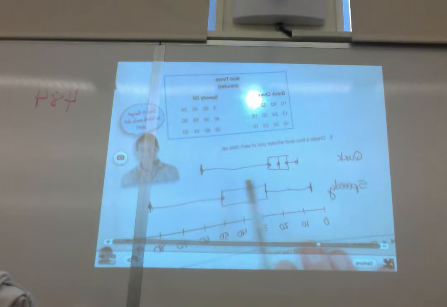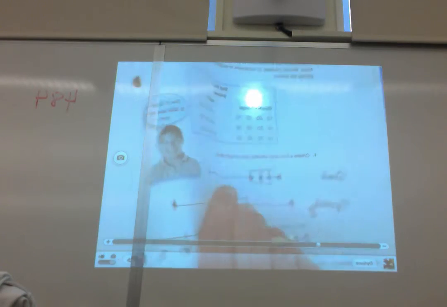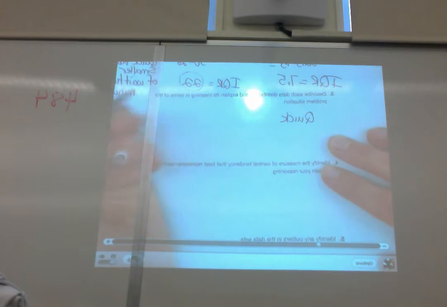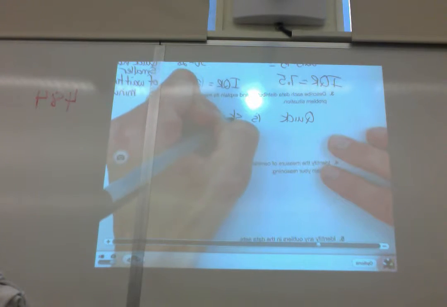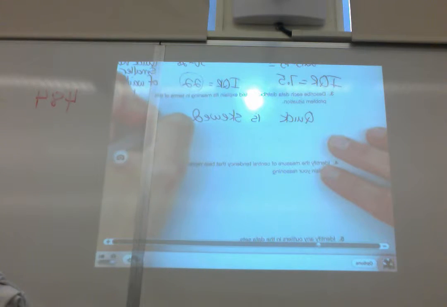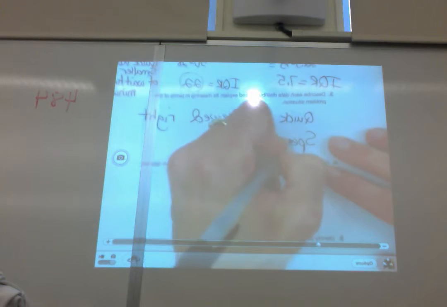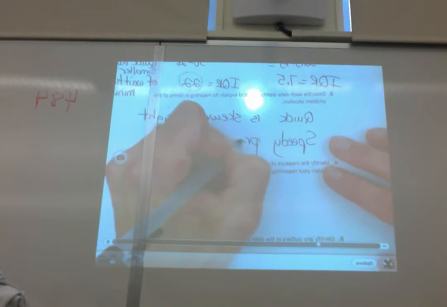So QuickTime has a couple of people who had to wait a long time, but the majority really did get in pretty quick. Speedy, on the other hand, it's kind of all spread out. All right, so quick is skewed right, and speedy is pretty symmetric.